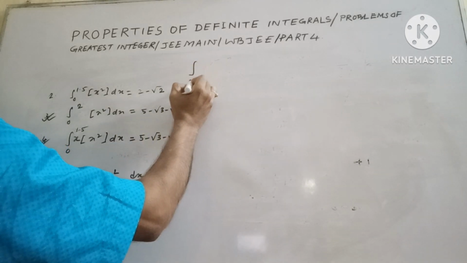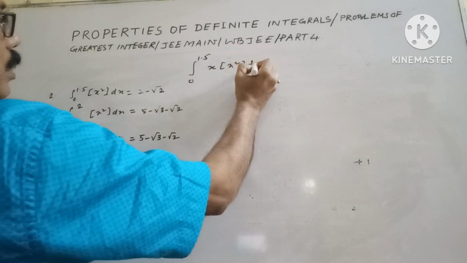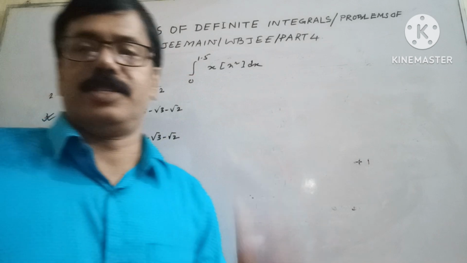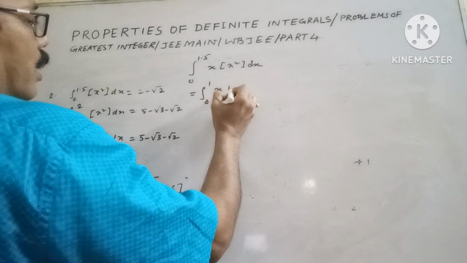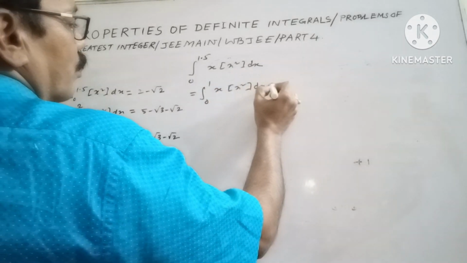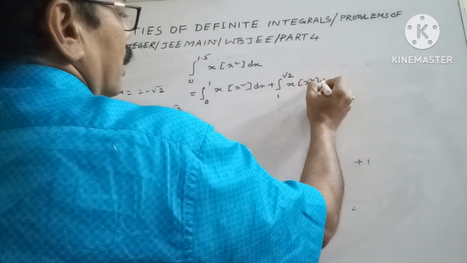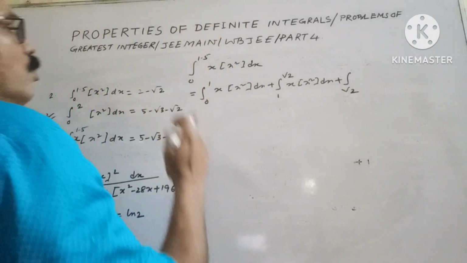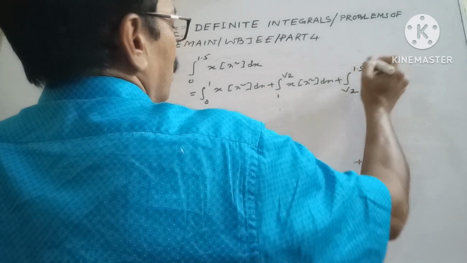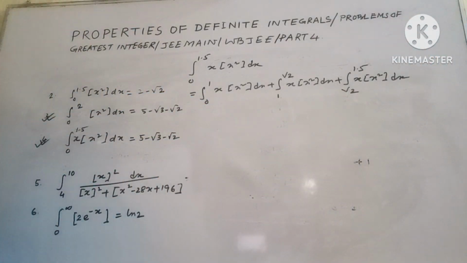So, 0 to 1.5, x into third bracket x square dx. Here x is the extra term. So, same as earlier, 0 to 1 x into x square dx, 1 to root 2 x into x square dx. Then root 2 to root 3. Root 3 is greater than 1.5, so that is why we terminate here. So, root 2 to 1.5.